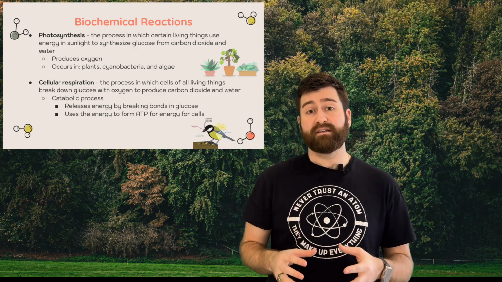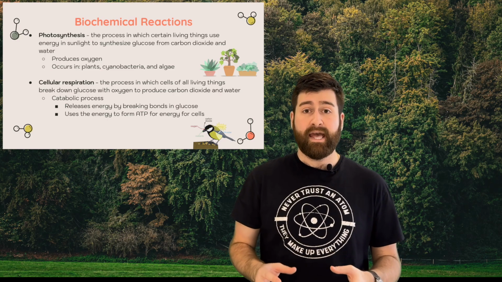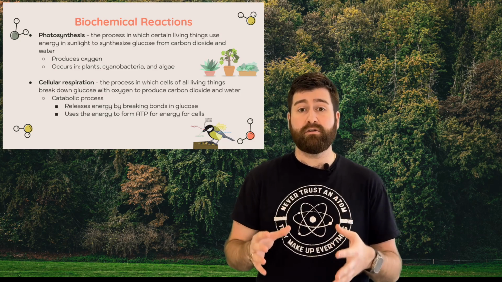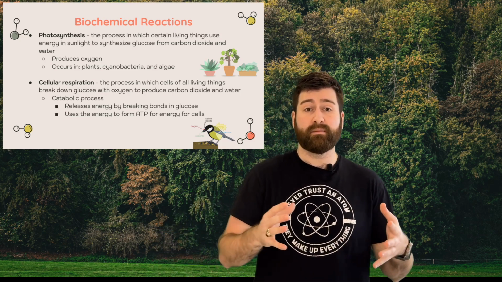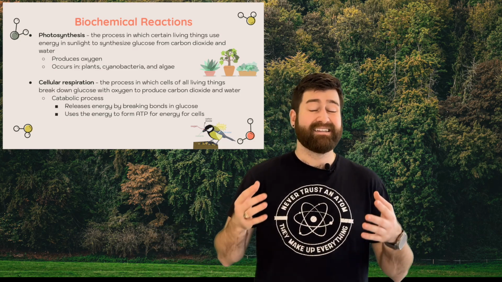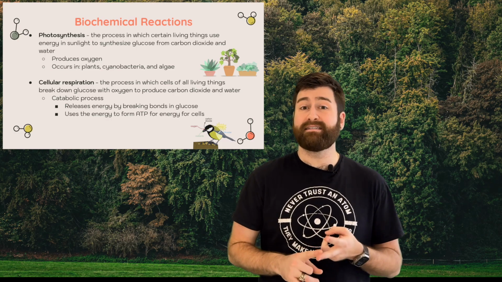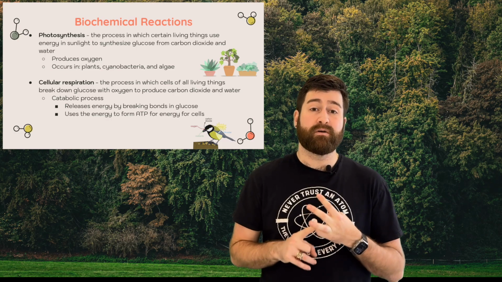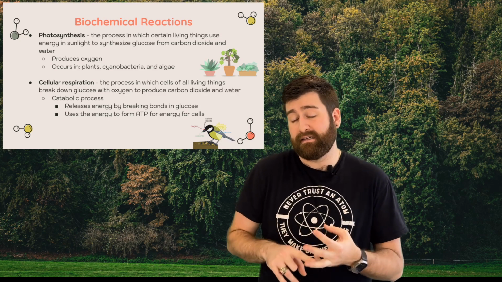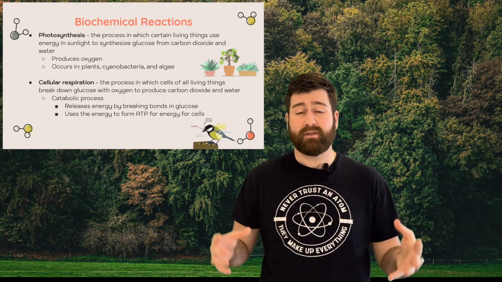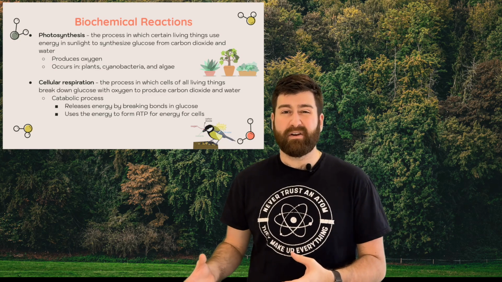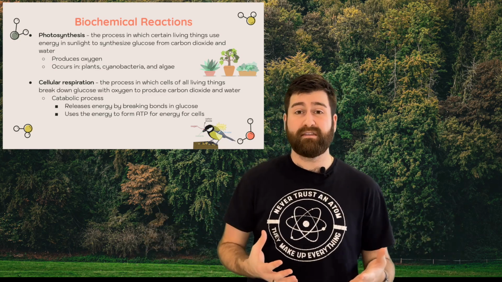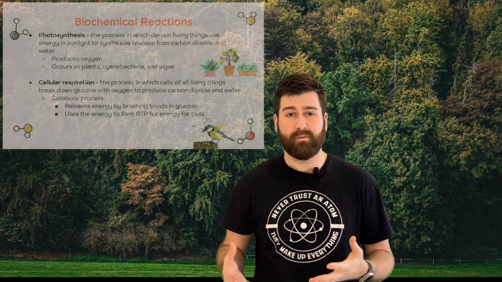There's also a process called cellular respiration. And this is the process in which cells of all living things break down glucose with oxygen to produce carbon dioxide and water. It's a catabolic process that releases energy by breaking bonds in glucose, and it uses that energy to form ATP, or adenosine triphosphate, for energy within cells. Cellular respiration is similar to the opposite of photosynthesis, in a roundabout kind of way.